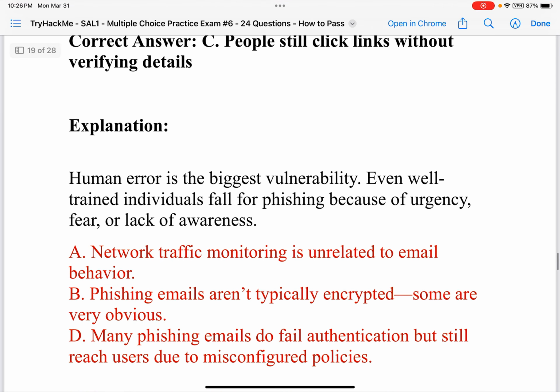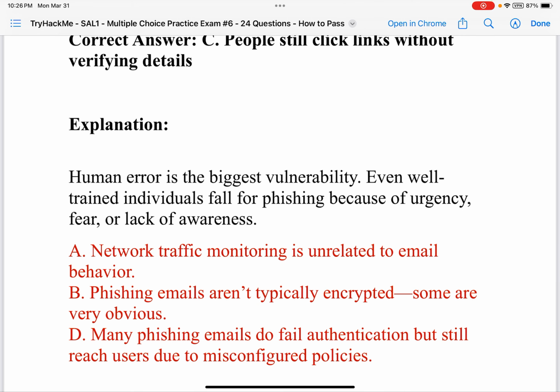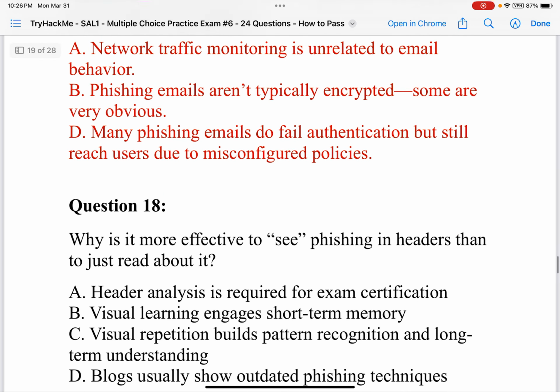And there's a red text. You know what to do. Pause the video and read over why these are incorrect. Question number 18.